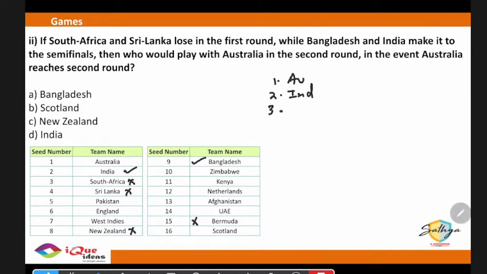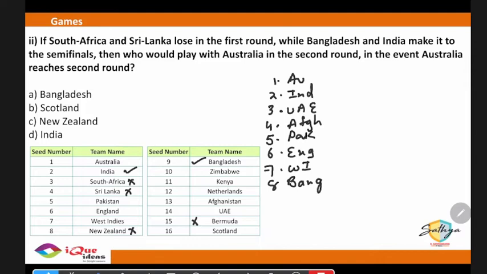South Africa would have won against UAE. So South Africa means UAE would have won. Fourth match, Sri Lanka has lost. That means Afghanistan would have won. Then the remaining Pakistan is definitely winning. Sixth, England is definitely winning. Seventh, West Indies is definitely winning. And the eighth one, if New Zealand has lost, then Bangladesh has won. So these are my 8 players as of now.